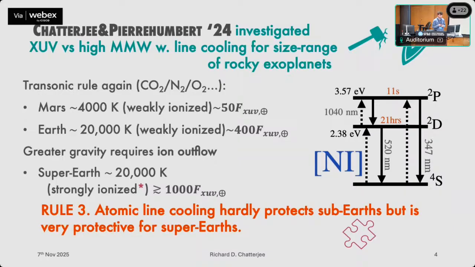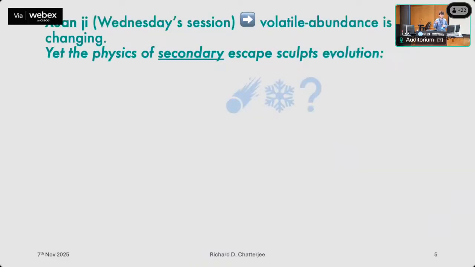And so our final rule is that atomic line cooling hardly protects sub-Earths, but is very protective for super-Earths. This is even more non-linear than the cosmic shoreline. Xuan talked about this in Wednesday's session. She also showed that volatile abundance is game-changing, but for classic terrestrial atmospheres, the physics of secondary escape is still very important. Based on the transonic rule and these limits, we can make some predictions.